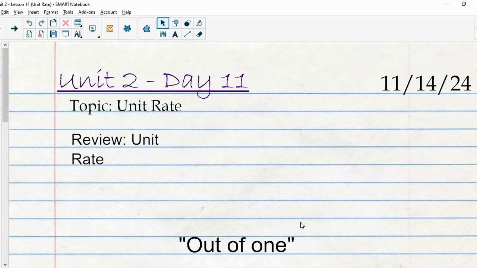Okay, so here's what we're doing today. We're going to take a look at what we learned yesterday, do a little bit of a review, and then do a few examples together, and then that'll be it. Tomorrow I'll give you a worksheet to practice on, and you can do it with your friends, okay? Unit 2, Day 11.